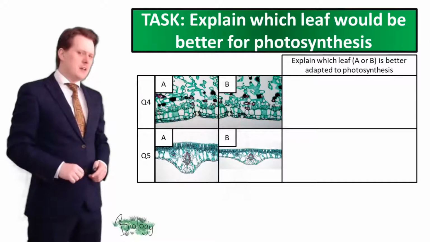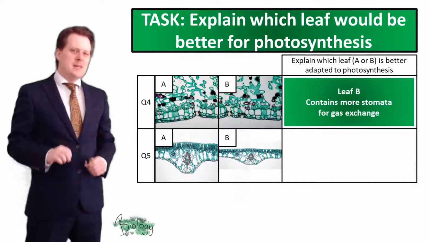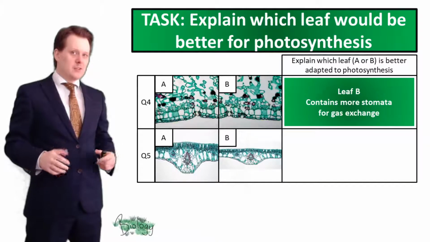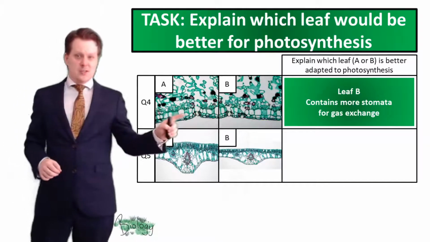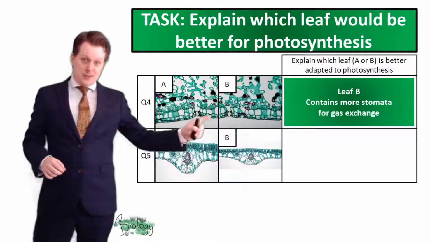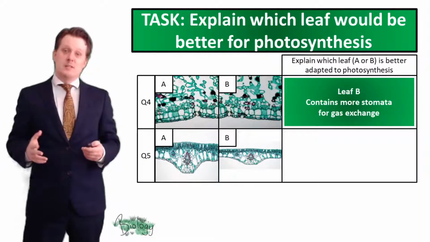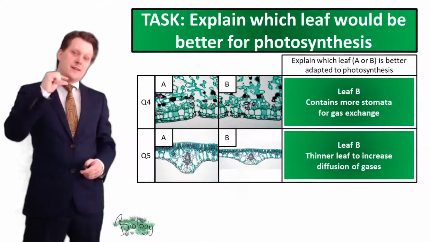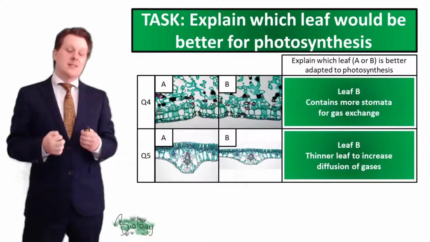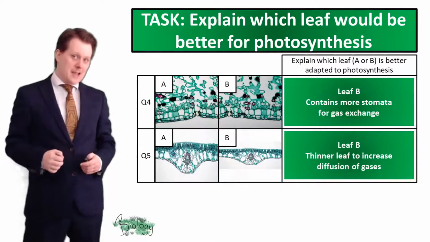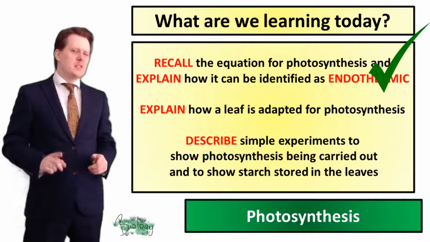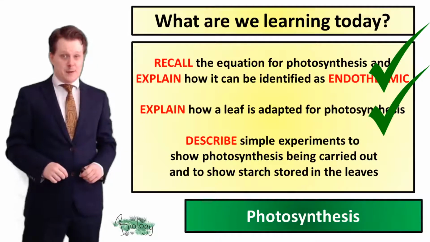So looking at set of leaves number 4, leaf B contains more stomata for gas exchange. You can see there's only 1 hole in the bottom of this leaf, there's 2 holes in the bottom of that leaf. And for our last set of leaves, it's going to be leaf B. Leaf B is thinner, this means it's going to increase the rate of diffusion of those gases. So now we can explain how a leaf is adapted for photosynthesis.